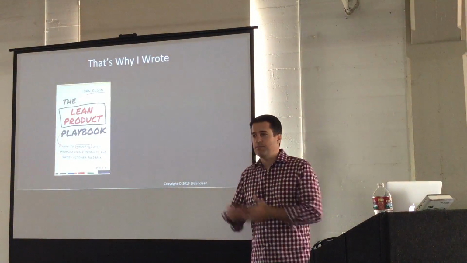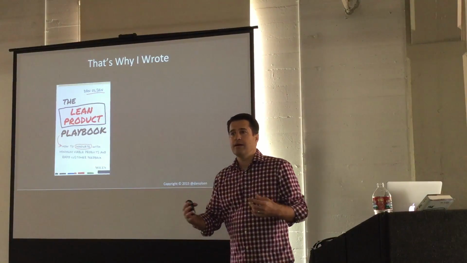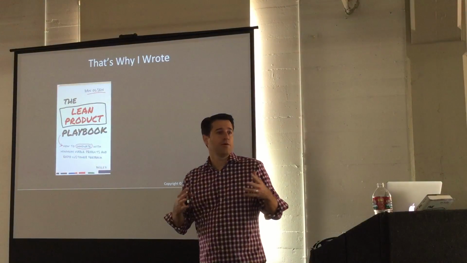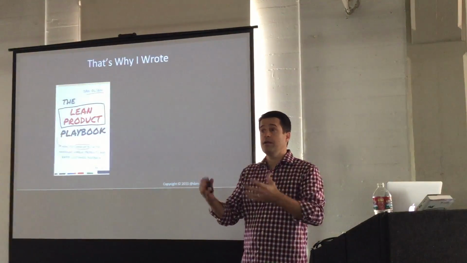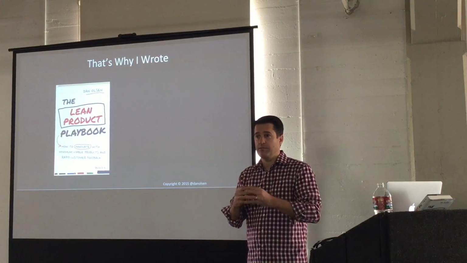So that's why I wrote the book, the Lean Product Playbook. That's why it's called the Playbook. It's a how-to guide. One of the best tweets I liked about the book, someone said, in Lean Startup, Eric Ries explains what it is and why it's important, and in Dan's book, he explains how to do it. So it's a good complement and really focused on being the playbook.